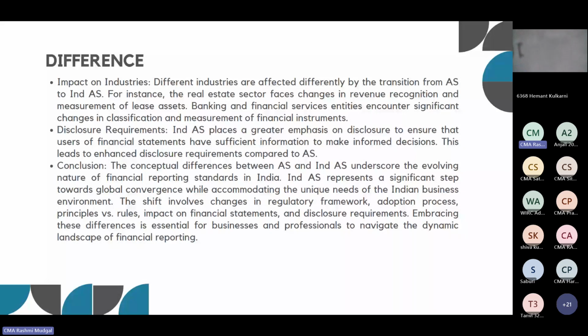Before, we used to follow a very conservative approach. Now we are doing more of a principally correct approach. Ind AS represents a significant step towards global convergence while accommodating the unique needs of the Indian business environment. The shift involves changes in regulatory framework, adoption process, principle versus rules, impact on financial statements and disclosure requirements. Embracing these differences is essential for businesses and professionals to navigate the dynamic landscape of financial reporting. Okay, applicability of Ind AS.